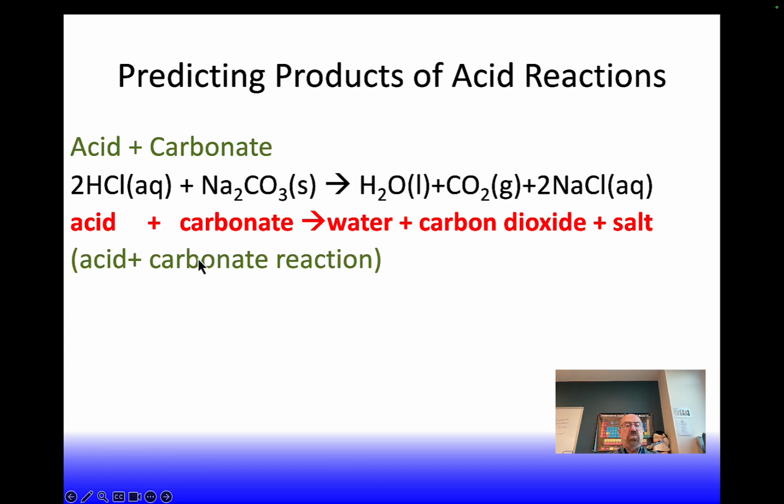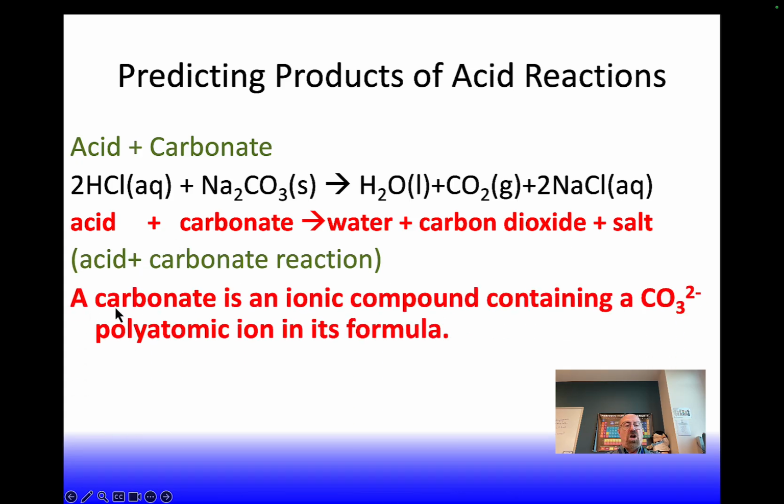Okay? Acid plus carbonate. So a carbonate is an ionic compound containing a CO3 2- group. Remember, that's a polyatomic ion. So if you see that with an acid, all right, it's going to react. Take a look. You've got two driving forces. You've got formation of liquid water, and you've got formation of a gas. You've got two different things that are driving this reaction forward. So it's definitely going to occur. You don't need any special table or anything. Acid plus carbonate reactions always occur.